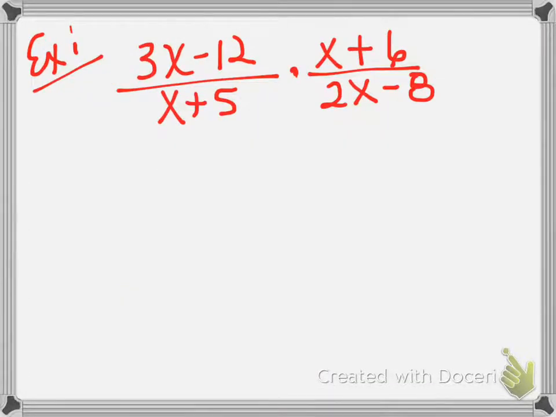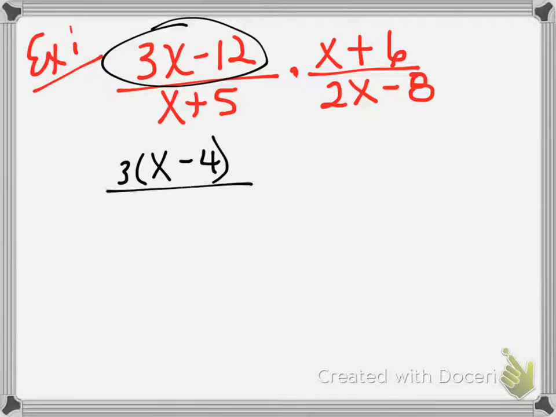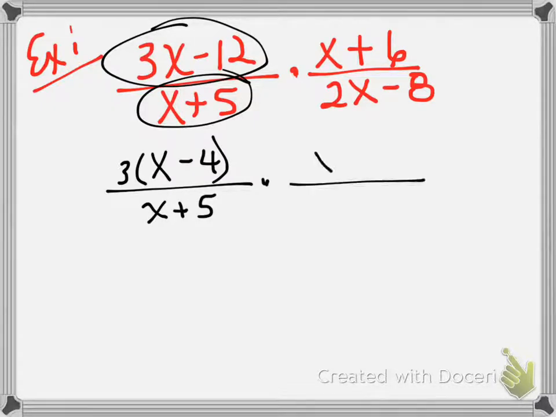Alright, another multiplication problem. 3x minus 12 has a greatest common factor of 3. When I divide the 3 out, that's going to leave me with x minus 4. Remember x plus 5, we just saw it in the previous example actually. And we know it's a binomial that doesn't simplify, so we're done with it. X plus 6, same situation, no greatest common factor, it's good. But 2x minus 8 does have a greatest common factor of 2. And when we take that 2 out, inside the parentheses we're left with x minus 4.